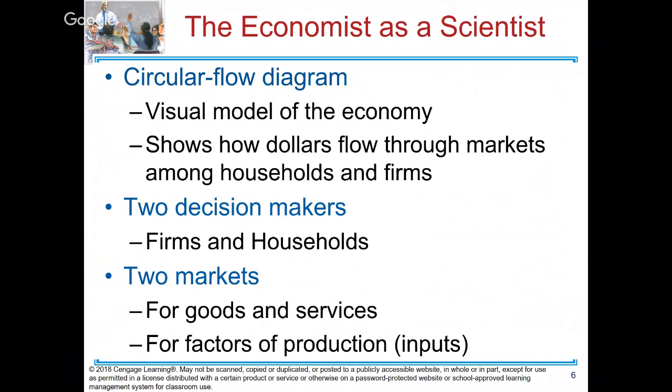We have the market for goods and services, which is everything you buy, and then something called the factors of production. So two different players, firms and households, and 2 different markets: goods and services, and factors of production. Now, before we go to the next slide, I want you to think about this question: between firms and households, which one is on the demand side of the economy?